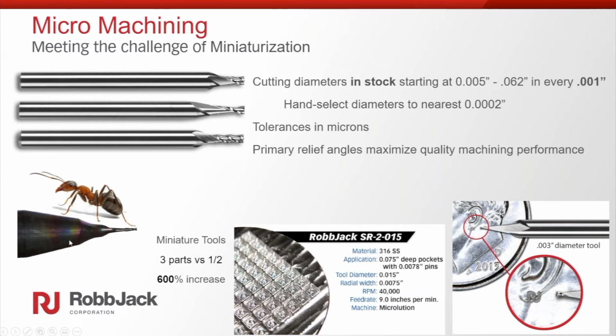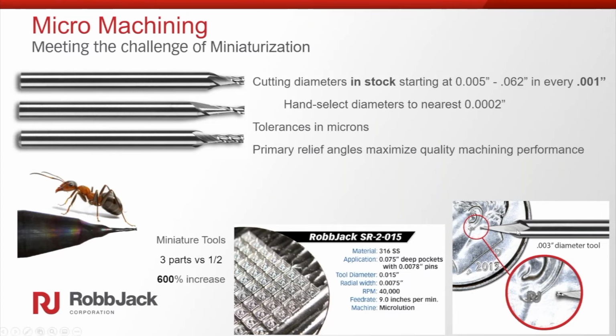And here's a diamond coated miniature tool at 8/1000ths diameter, and you can see the size of the ant next to the tool. So we're able to make very, very small diameter tools. But the other thing people aren't aware of is because we have so many of the tools in stock, we can hand select to the nearest 2/10,000ths of an inch. So if you wanted an 8/1000ths and 4/10ths, we can probably find a tool that'll be 8/1000ths and 4/10ths for you. So we can hand select to the nearest 2/10,000ths of an inch, anywhere in between that 5/1000ths and 62/1000ths.